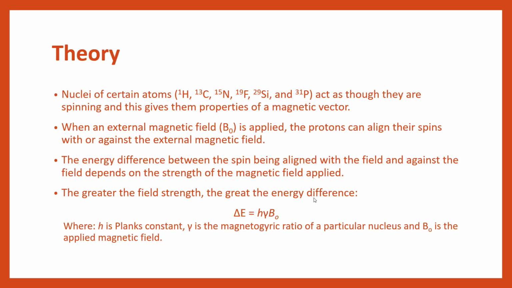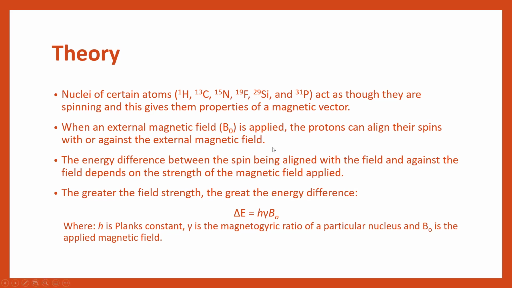So we've said that our 1H and our carbon-13 are, say, the most common kind of isotopes that we'd use, okay, but we can also have a few others, okay, so we've just listed them here. And these basically act as though they are like a magnetic vector, okay, so they're spinning and they have certain properties there.